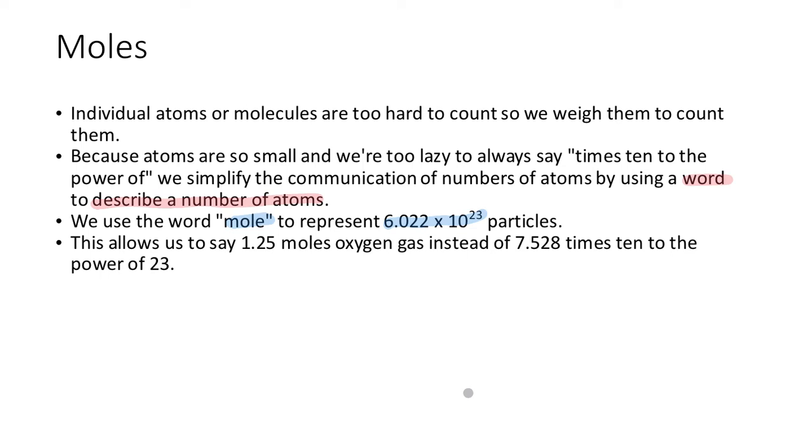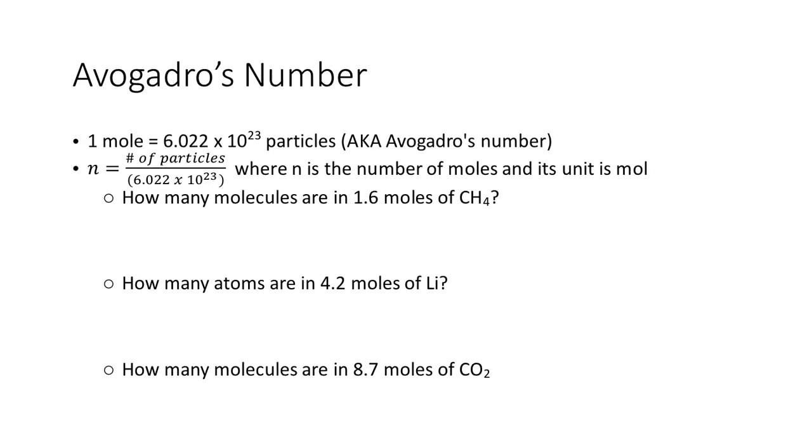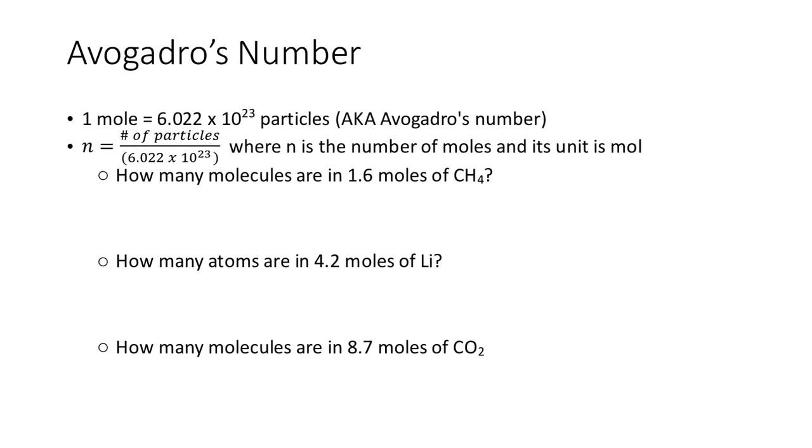So instead of having to say 7.528 times 10 to the power of 23, we can say 1.25 moles of oxygen. It's a word that represents a number. What number is that? That's 6.022 times 10 to the 23, aka Avogadro's number. We use it in an equation: n is equal to the number of particles over 6.022 times 10 to the 23, which gives you the first equation of this mole.